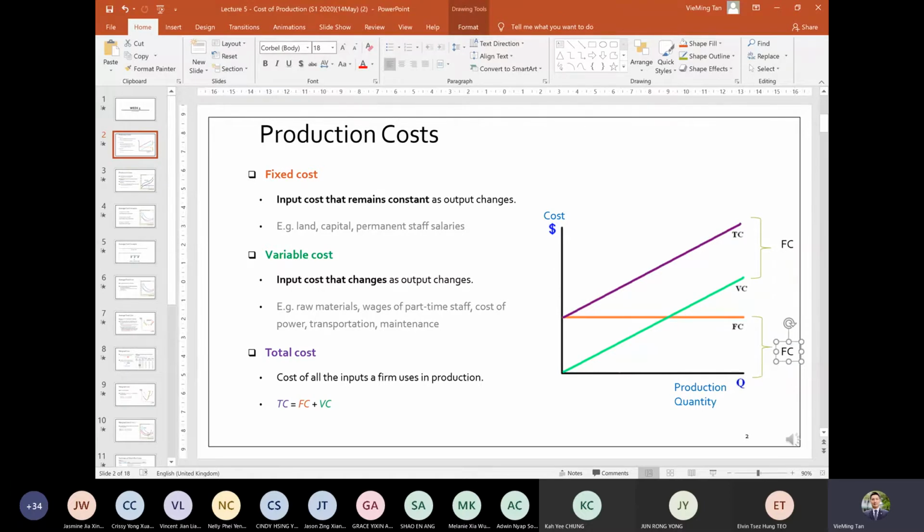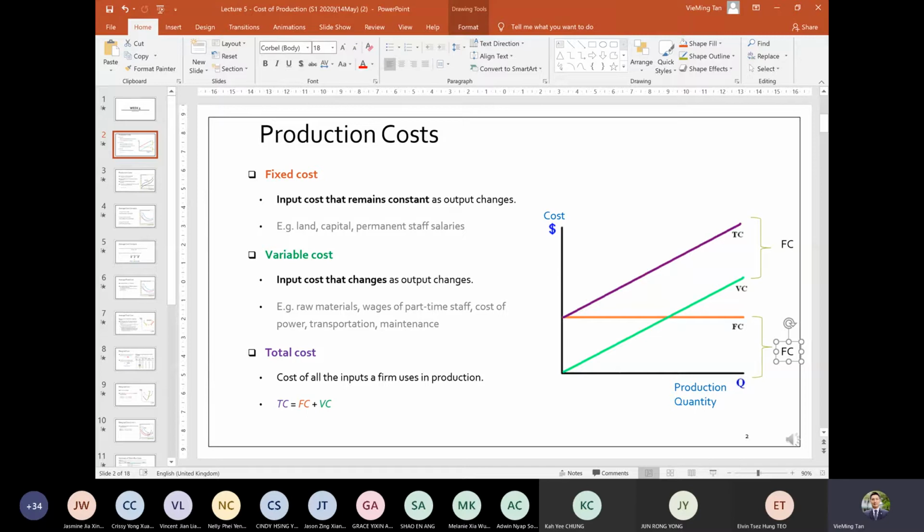So far so good. Any question related to the relationship between the fixed cost, variable cost, and total cost? Are you okay with these three variables? The relationship between fixed cost, variable cost, and total cost. Any question? So far okay, yeah? Okay.